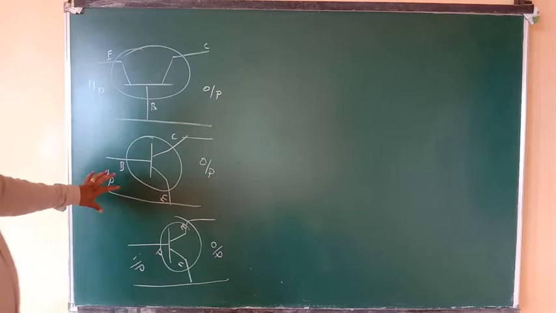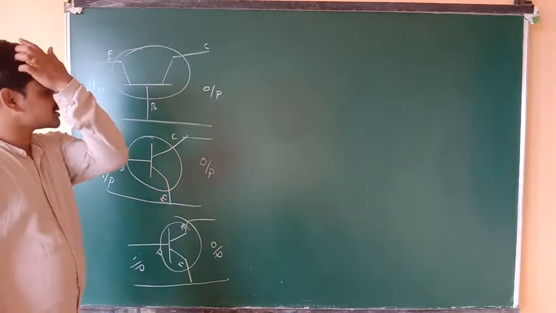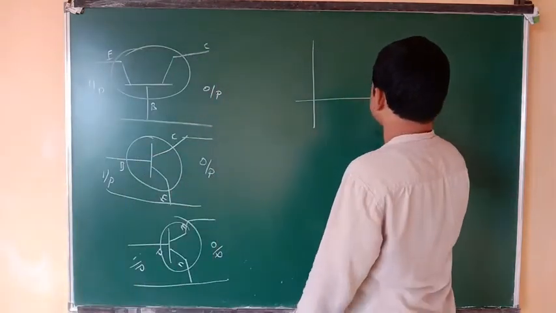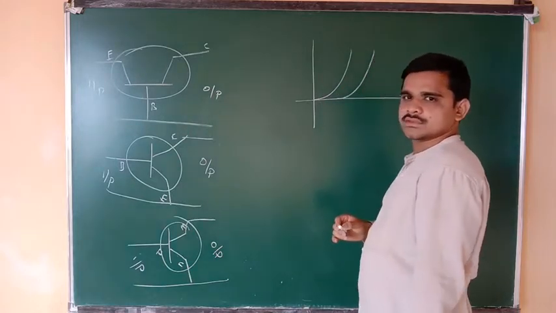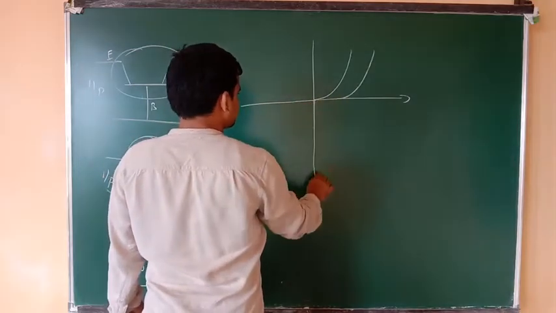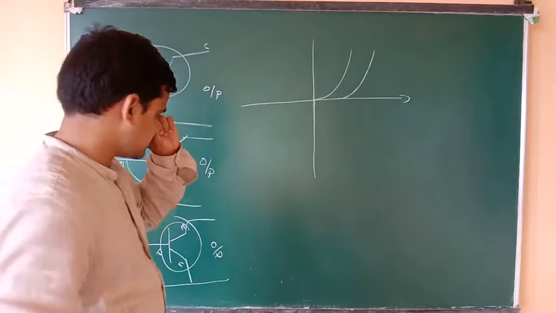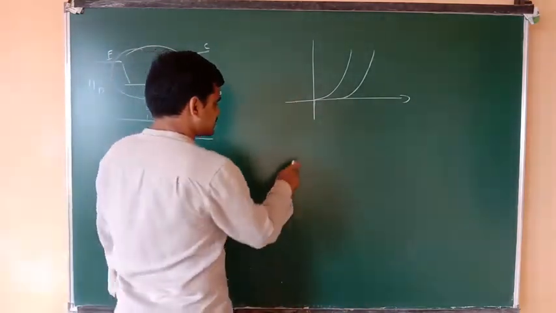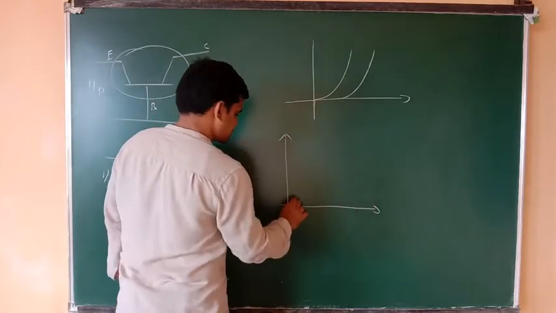In the last class we saw the common emitter configuration, and how the input characteristics and output characteristics look. The input characteristics of the common emitter configuration we get in a graph like this. The output characteristics of this common emitter configuration we get in a graph like this.